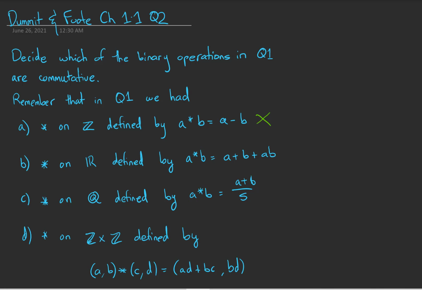Star here is not commutative, I mean. In part B, we know that addition is commutative and taking products is commutative in the real numbers. So the operation star in part B is commutative. Similarly, on the rational numbers, addition is commutative, so the operation C commutes.